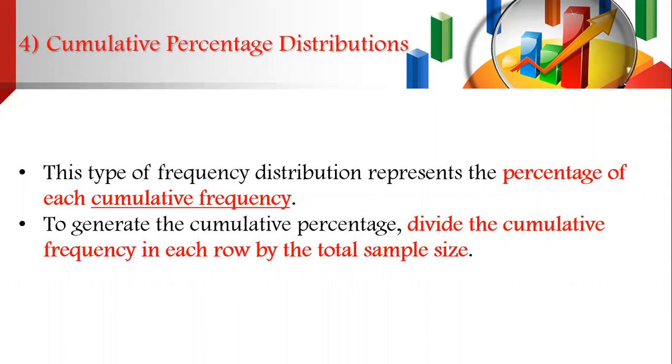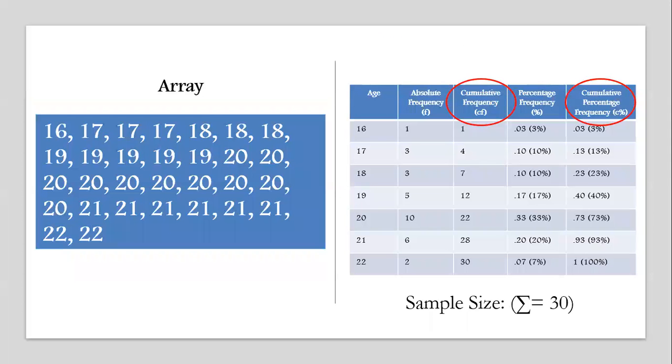Now we're moving on to cumulative percentage distributions. This is very similar to the previous type of distribution that I just discussed, except this type of frequency distribution represents the percentage of each cumulative frequency. To generate the cumulative percentage, we would simply divide the cumulative frequency in each row by the total sample size. So we are adding on, yet again, another column to our table. Except this time, we are drawing from our cumulative frequency column in order to generate our cumulative percentage frequency column.